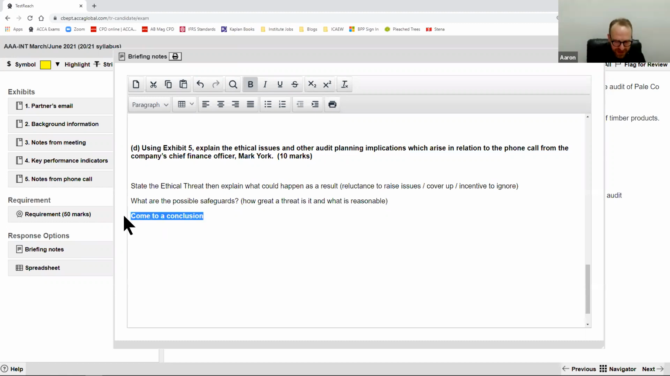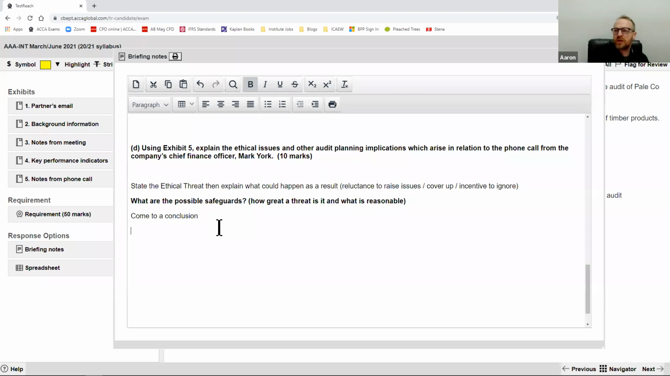Okay, now it's this bit in the middle, this bit where the bulk of the marks are. So you've really got to get that bit right. And that's the bit where people fall down. They tend to say, right, well, this is a familiarity threat. And okay, they could do this safeguard, but they just shouldn't be on the audit. Rather than saying, well, it's a familiarity threat because of these things. That could lead to this. There's this they could do. There's that they could do. If it was a less serious threat, they could do this. But overall, I would imagine they should do this.